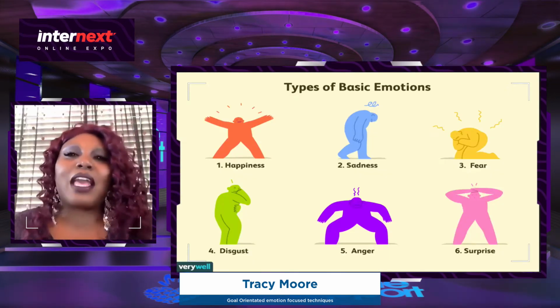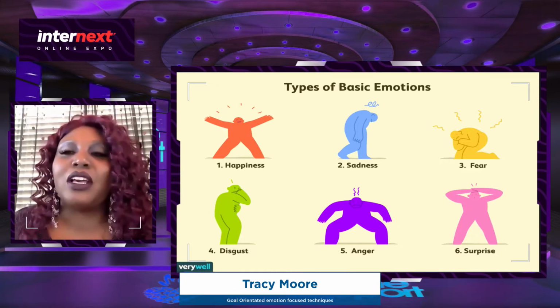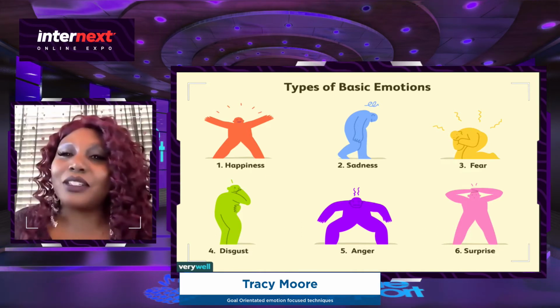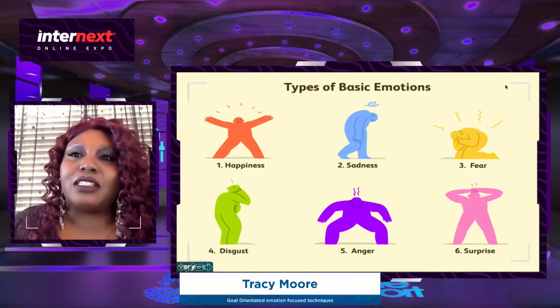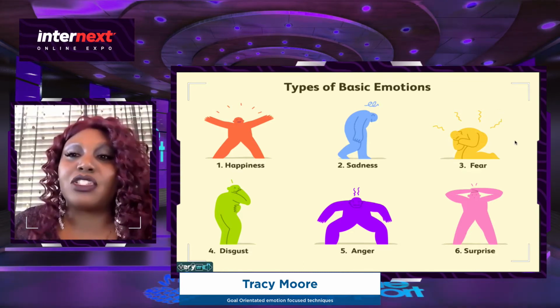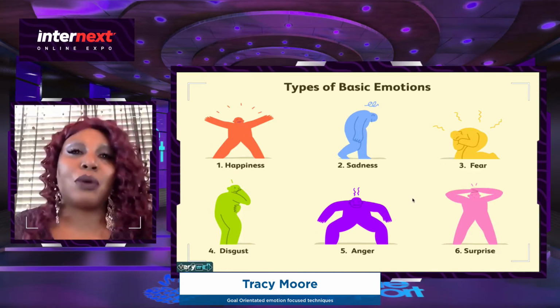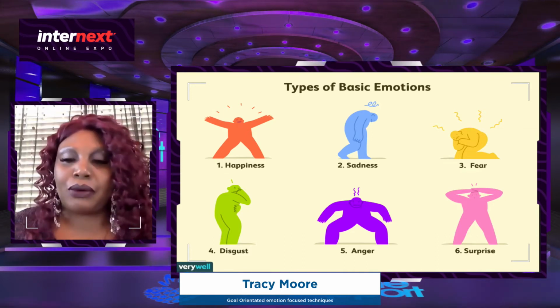So right here we have some types of basic emotions that people go through on a regular basis. You have happiness, you have sadness, you have disgust, you have anger, you have fear, you have surprise. So we're going to focus mainly on some of these negative emotions that people go through on a daily basis.